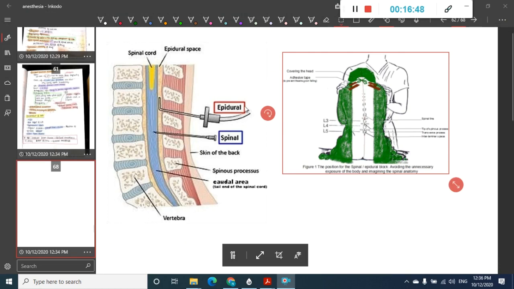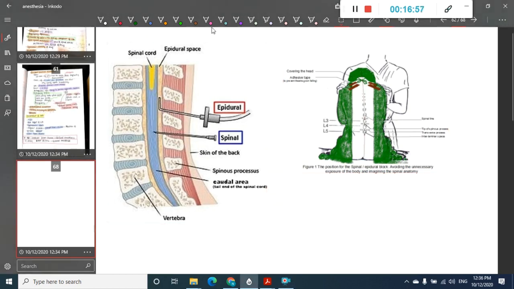See, this is epidural anesthesia, where the needle first pierces the skin and subcutaneous tissue. Then the supraspinous ligament, the interspinous ligament, and the ligamentum flavum. Then this is the epidural space, and the needle has entered into the epidural space.